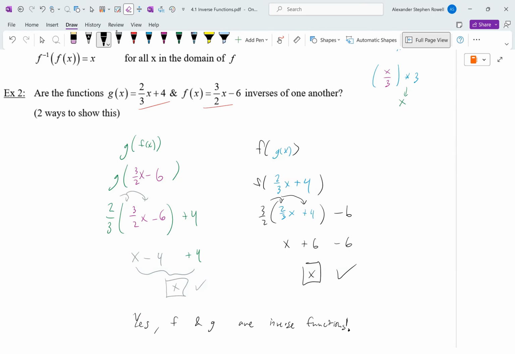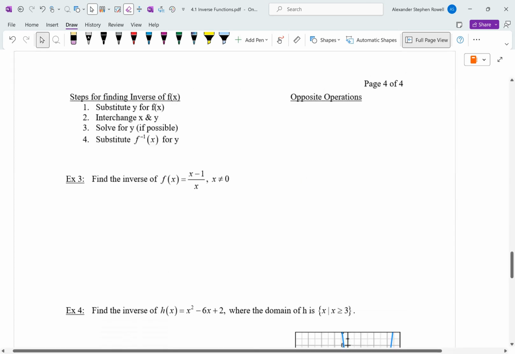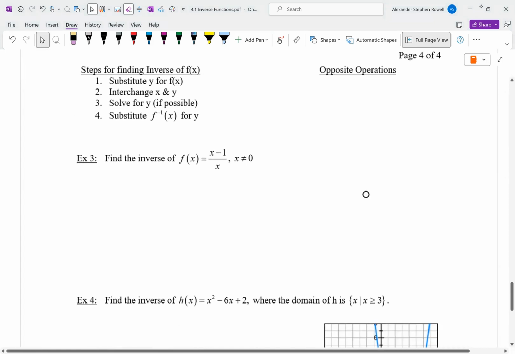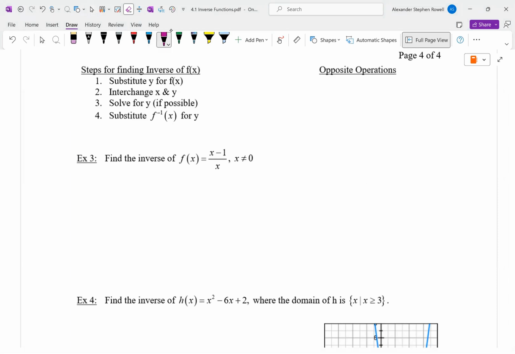Is it possible that one way cancels out to get x and the other way does not? That is possible. So you do need to check both ways. Okay. The next thing, this is the important skill, usually a test question, is can you find the inverse of a function? So we already talked about this, but this is outlining the steps.